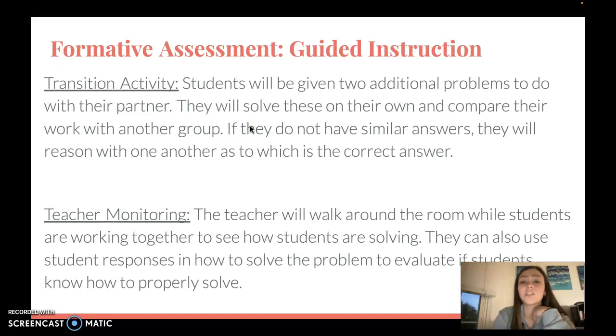During guided instruction, like we said, the students are going to be given 2 additional problems, and another set of 2 partners will be evaluating theirs, and then they'll be going over them as a class. During this, while the students are solving, the teacher will walk around the room, make sure that the students are working together, and see how they're solving them. This will give the teacher an idea if they can collaborate effectively and if they are solving it right, and which groups are getting it and which groups kind of aren't getting it.